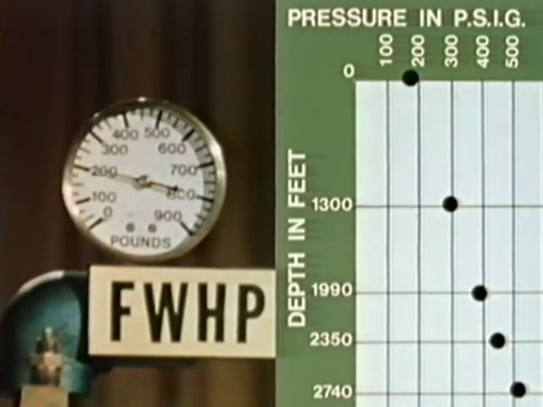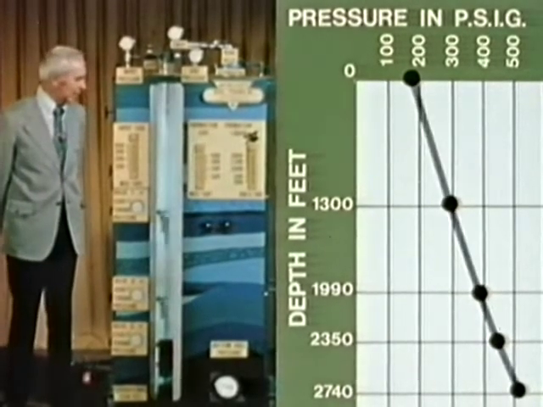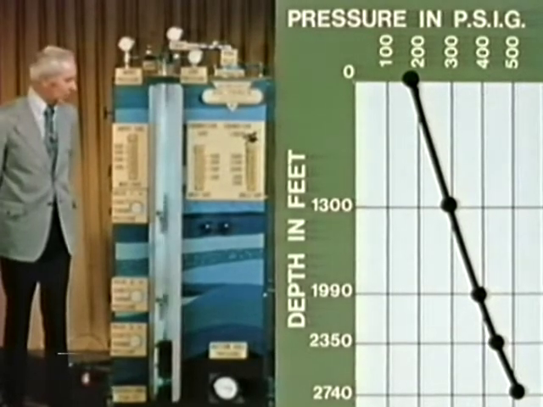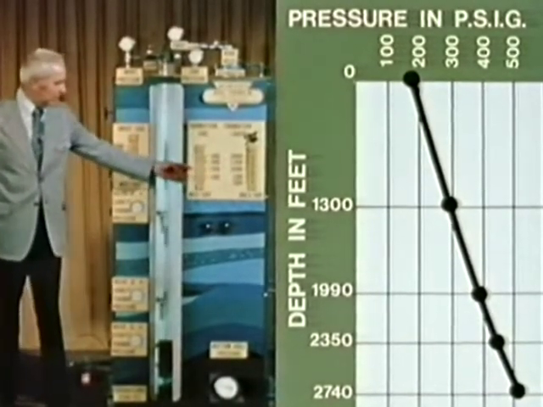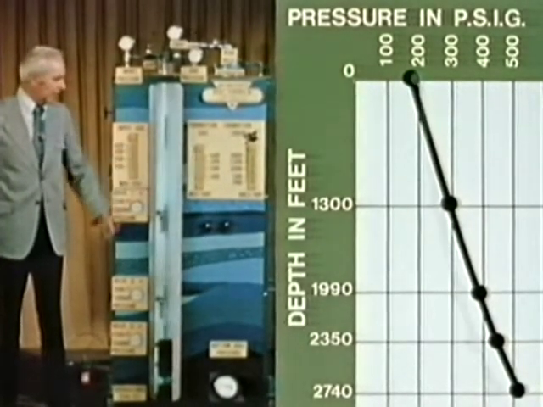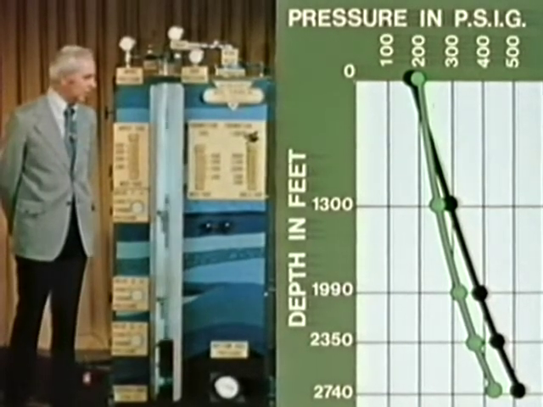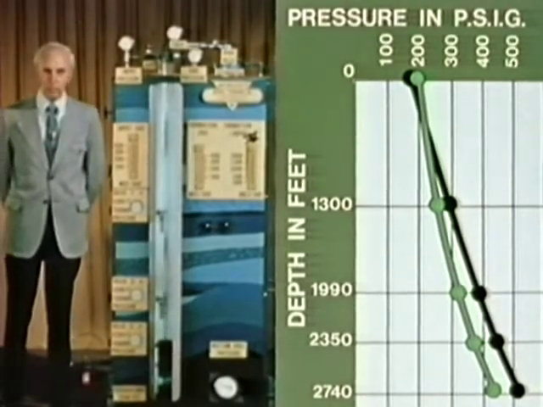Connecting the points to obtain the black line, we have the flowing gradient curve for the new set of conditions: 850 barrels per day with 200,000 cubic feet of gas. Comparing the green line and the black line lets us see easily the changes that have occurred in the flowing gradient curve with a change in well conditions.